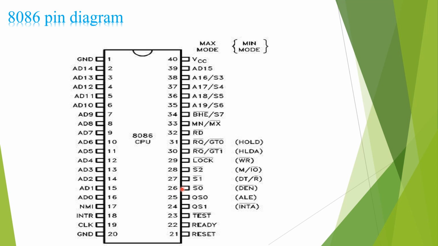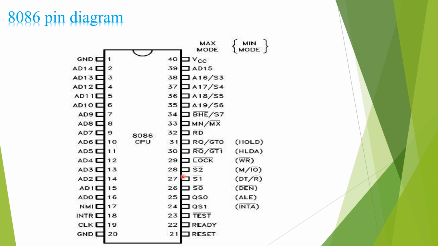After that, DT/R. Here S1. It stands for data transmit as well as receive signal. It decides the direction of the data flow through the transceiver. When it is high, data is transmitted out, and when it is low, data is received in.